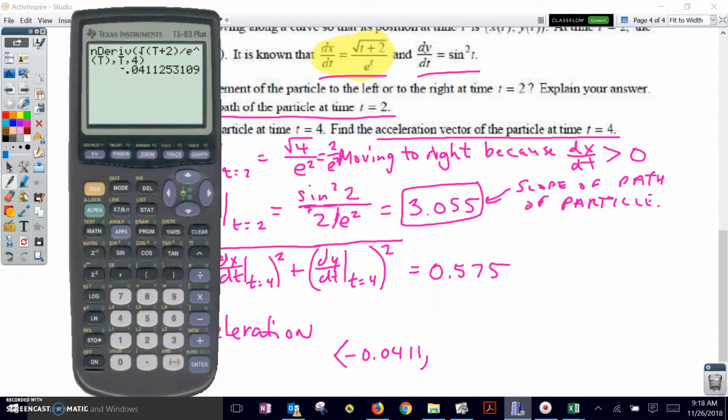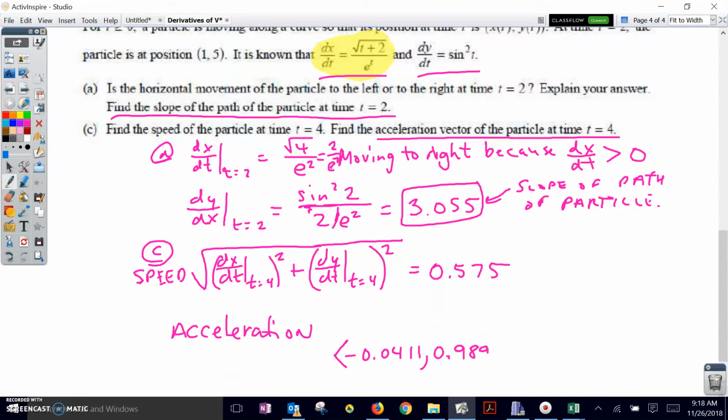And then we want the derivative of the y component, sine of t, quantity squared, with respect to t, evaluated at 4, 0.989. And there's the acceleration vector at time 4. Now I could have found the general acceleration vector valued function by taking the derivatives of each of these components, but that's just too much work in this context. Since this is a calculator problem, let's use the numerical derivative.